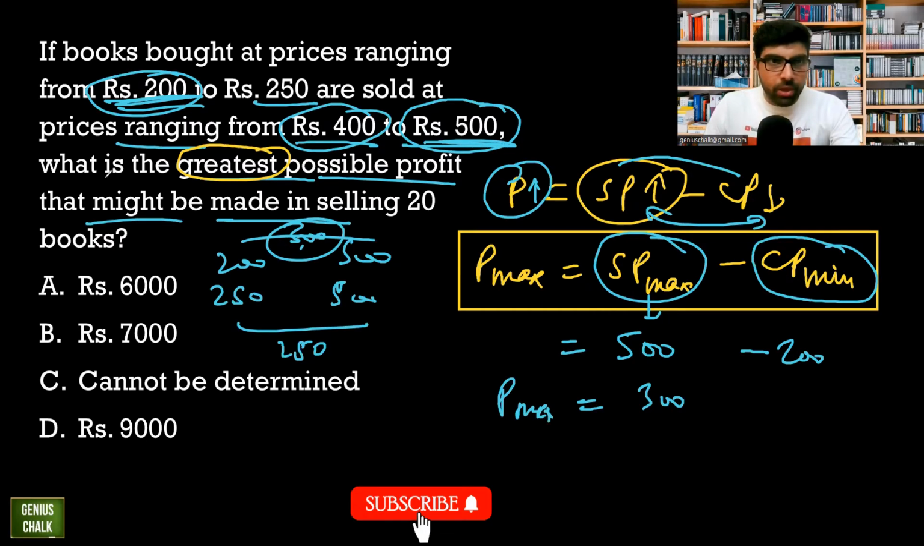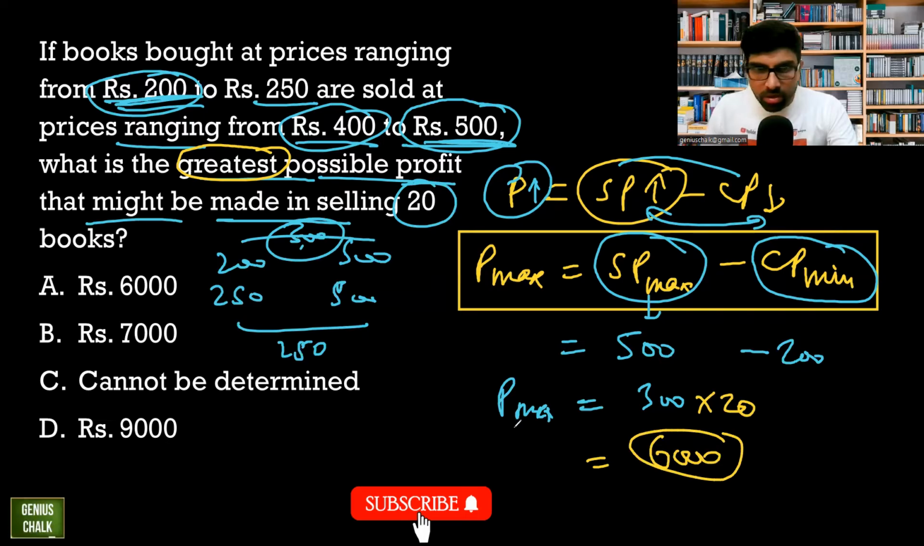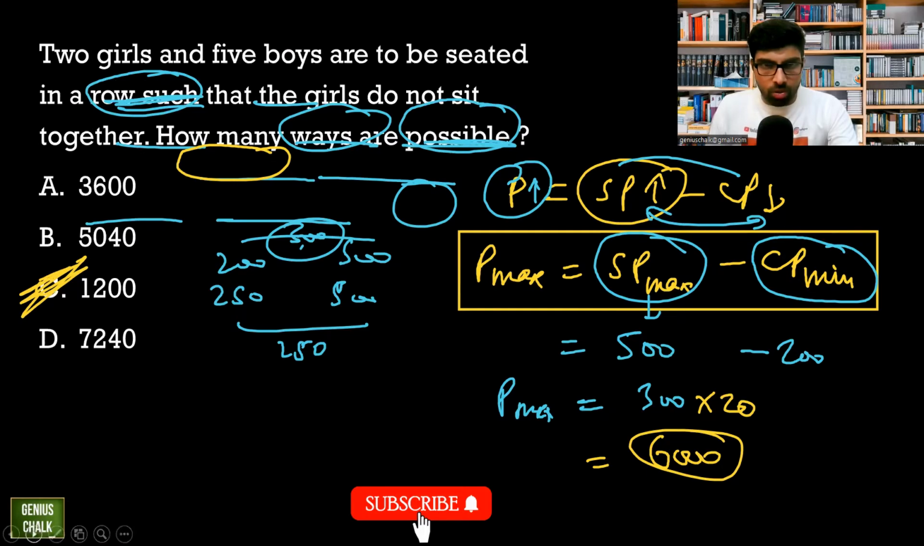But remember, it is for one book. He's saying that you have to sell 20 books. So for 20 books, it will be 300 into 20. That is 6,000 rupees. That is option A. So for selling 20 books, the maximum profit you can attain is 6,000.